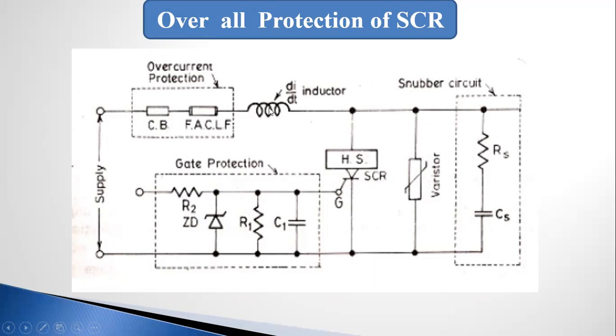Third, the inductor is connected in series for the dI by dt protection, and this is the gate protection where we are providing the RC circuit, and this is the varistor for the overvoltage protection, and this is the snubber circuit. So these are all the protection schemes, and the last scheme is the heat sink, that means the thermal protection. As you see in this figure, that is the heat sink. This is the thermal protection. So these are the overall protection schemes of the SCR.